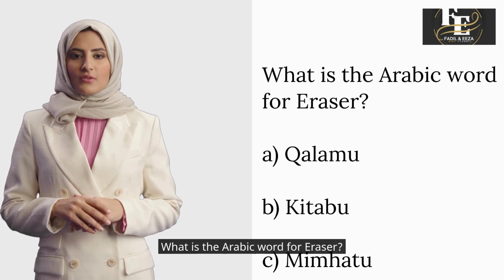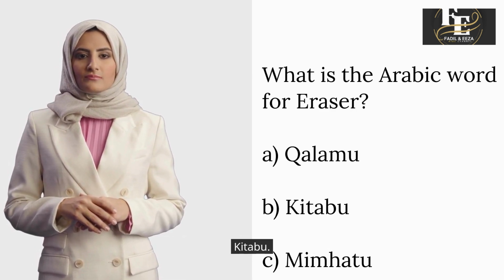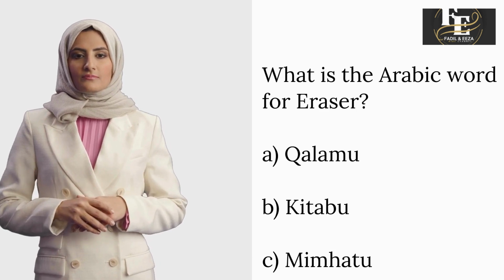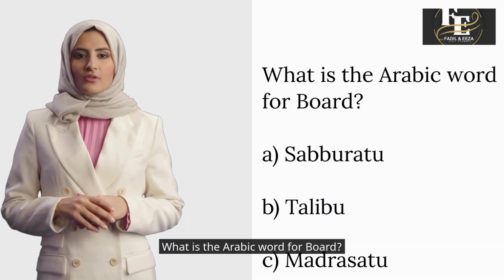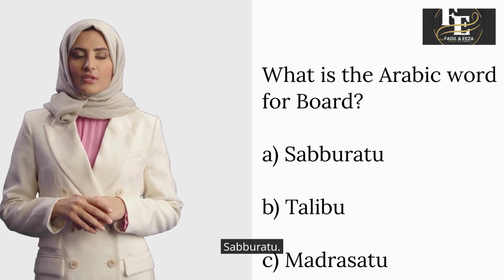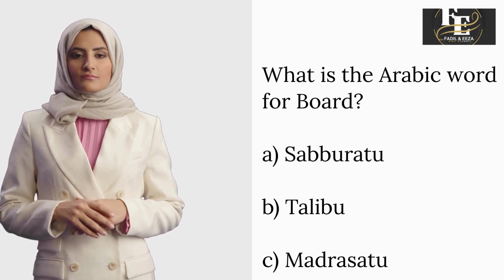What is the Arabic word for eraser? A. Qalamu. B. Kitabu. C. Mimhatu. What is the Arabic word for board? A. Sabaratu. B. Talabu. C. Madrasatu.